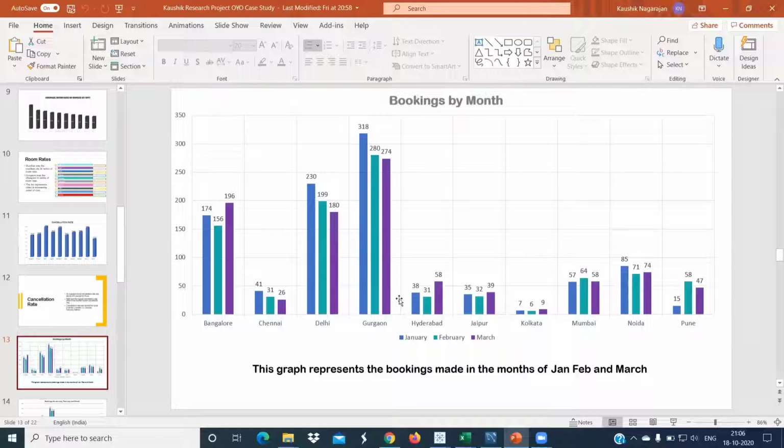We can see that Gurgaon has the highest number of bookings and Calcutta has the least. Talking about month-wise, we can conclude that March observes slightly higher number of bookings in most of the cities, in Bangalore, in Hyderabad, in Jaipur, and in Calcutta, Mumbai, and Noida and Pune also. While in Gurgaon, Delhi, and Chennai, January saw the highest number of bookings.